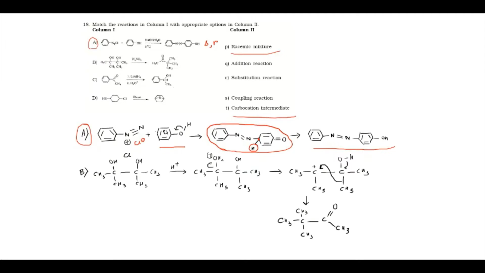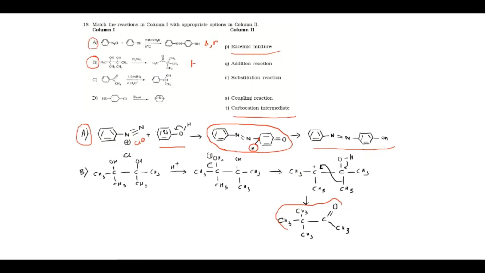In reaction B, we can say that this diol is actually reacting in presence of an acid to form a carbocation, and after that, that carbocation is rearranging itself by a migration of methyl group, and a ketone is formed. But as there is a carbocation involved, so we can match this B of column 1 with T. T is the carbocation intermediate.